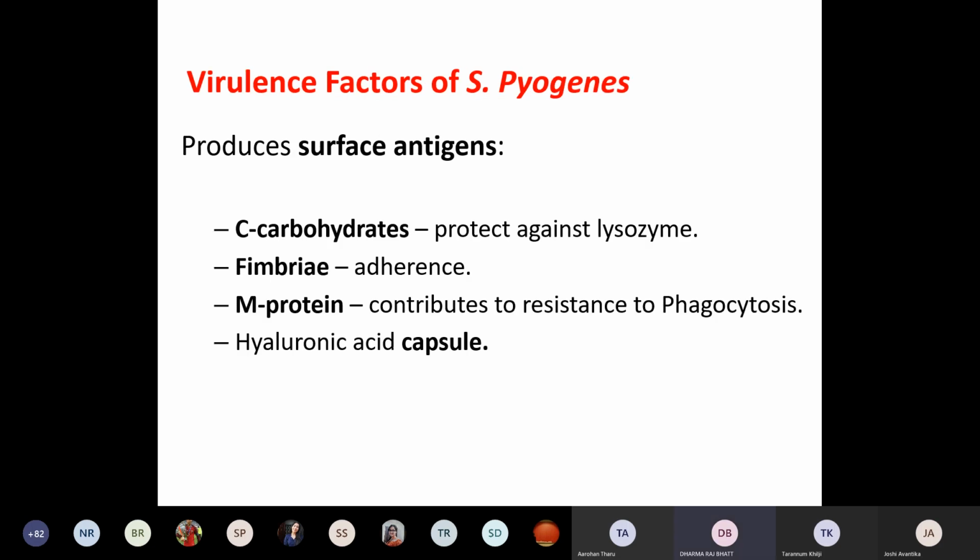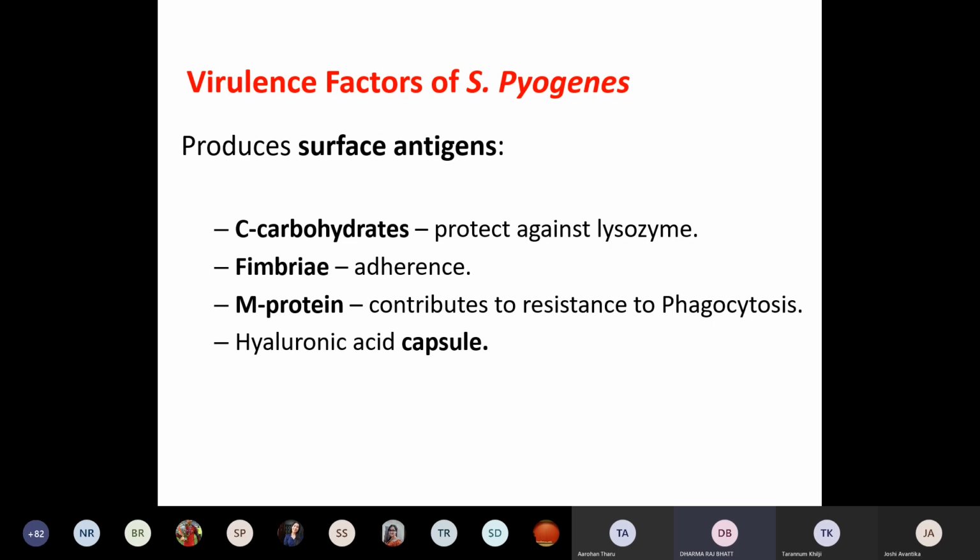Now, a little about its virulence factors. Streptococcus pyogenes has a number of antigenic components, antigenic factors, which are important for their survival as well as associated with the pathogenesis. It's got carbohydrate antigen, fimbriae for the attachment, and important proteins, like T protein, R protein, and M protein.